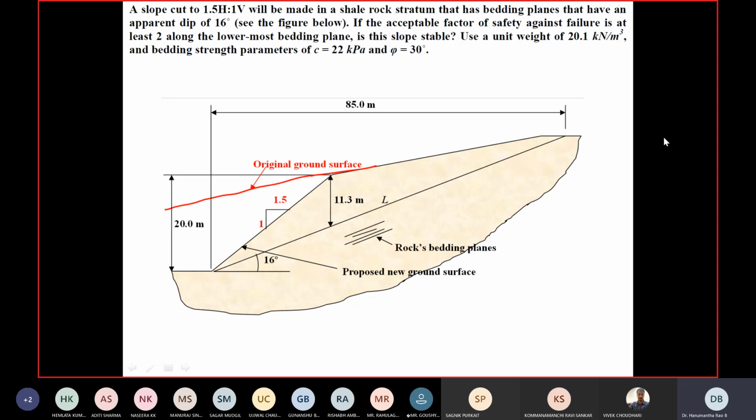Okay, so I guess you can determine the total weight of the mass. There are two things here. One is driving force, next is resisting force. Resisting force is developing all along the failure plane, that is the bedding plane of 16 degree. I know the C value, I know the phi value, therefore I can determine the shear strength that is developing all along the bedding plane. Then I know the driving force, which is nothing but the self weight of the slope.